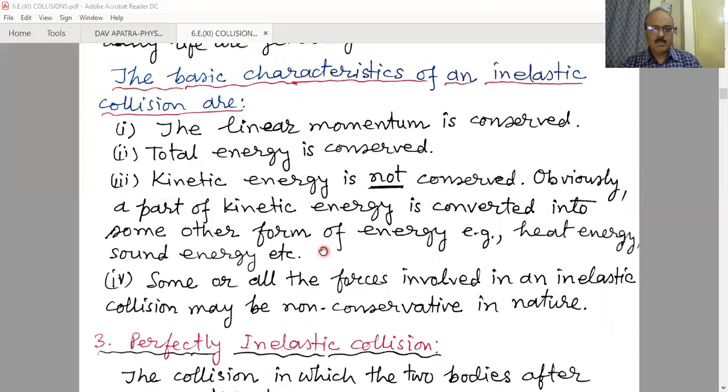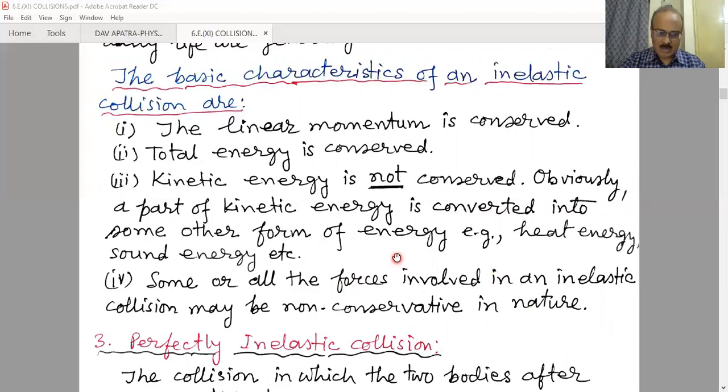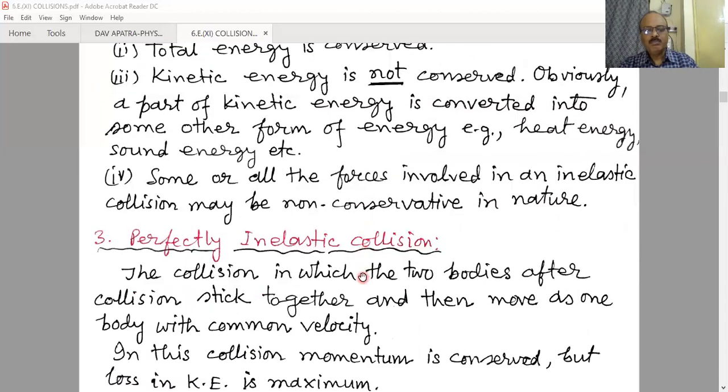And here, some or all of the forces involved in an inelastic collision may be non-conservative in nature. Due to this non-conservative nature, we know that when work is done by a non-conservative force, energy is dissipated, most of the time in the form of heat energy.